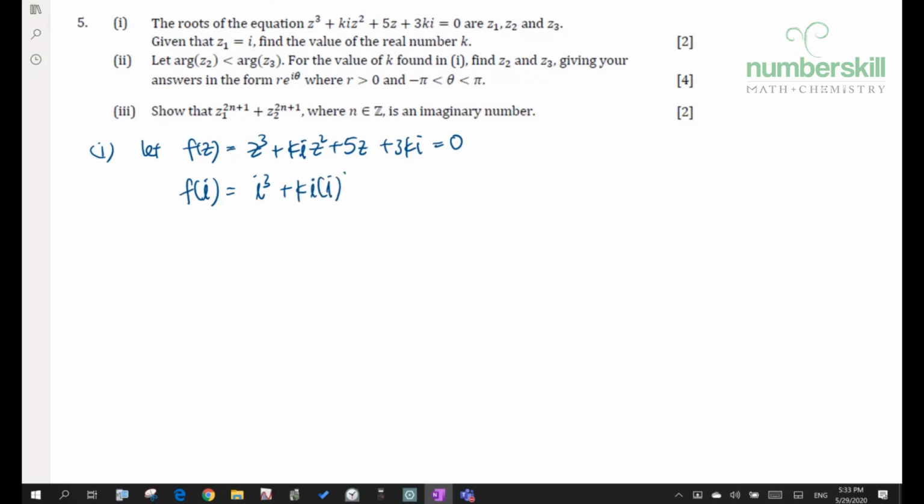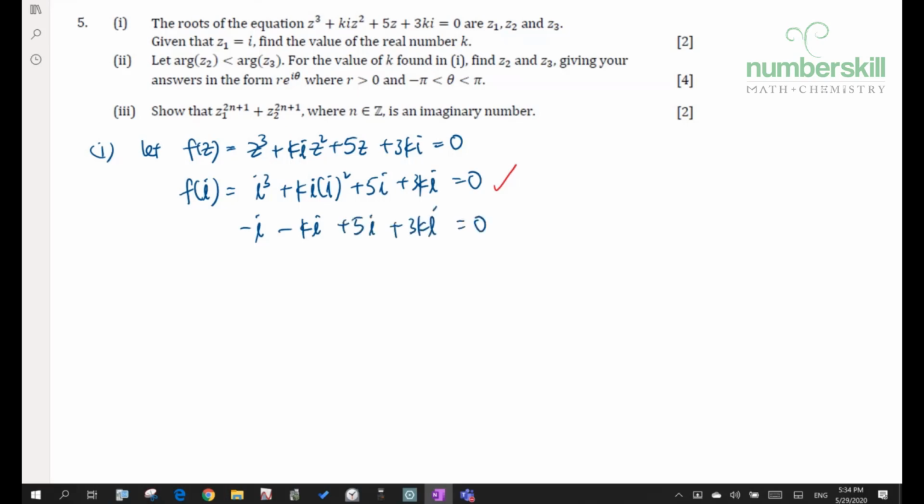It's called factor theorem. I don't think I need to review what a factor theorem is, right? Because you substitute in the root, you get 0. So if you got this, it's 1 mark. Then of course work this out and get the answer. i cubed is minus i. This is minus ki, and then 5i plus 3ki.